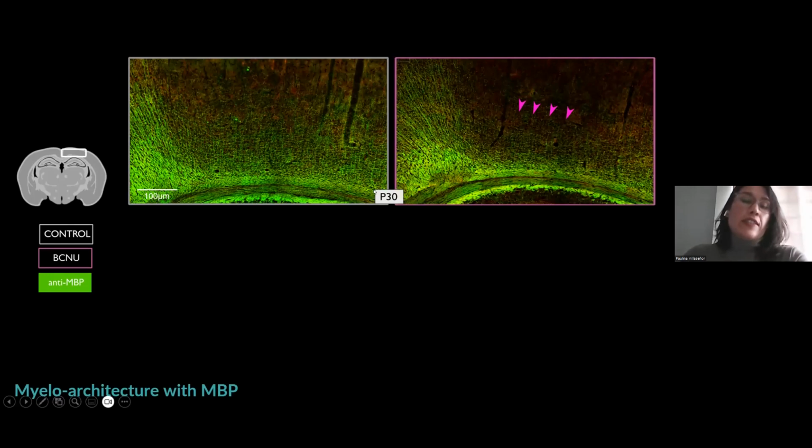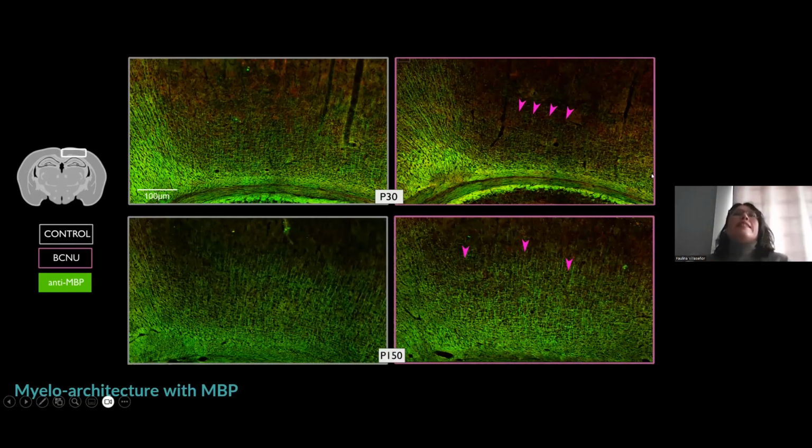And here at 30 postnatal days, I want to highlight with the magenta arrows how the BCNU rat is displaying a loss of the myelination process, along with some disorganization of the radial intracortical fibers in a dramatic way compared to the control one. But very interesting is that at 150 days, the myelination process did reach the upper layers of the cortex, but we still see that the fibers are displaying a disarrangement of their orientations. But these are very subtle changes.